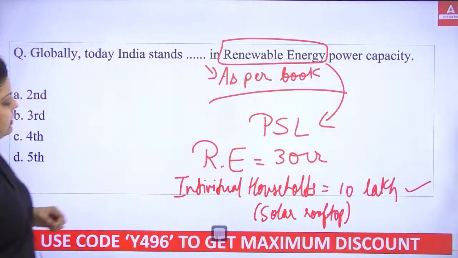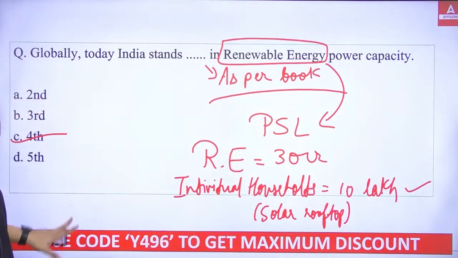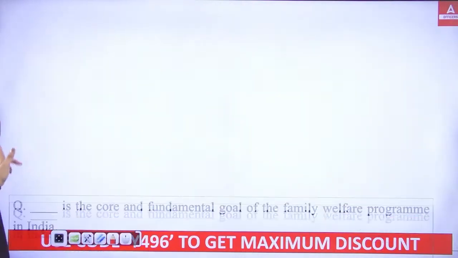Now what is the rank of India? That's the 4th. In renewable energy power capacity, India ranks 4th. Okay, so the right answer will be C. Next question.